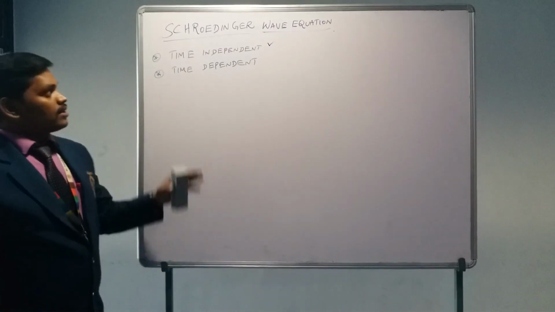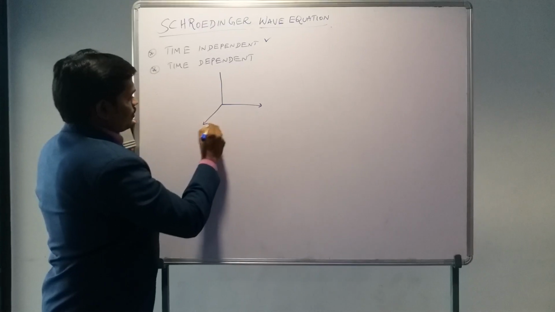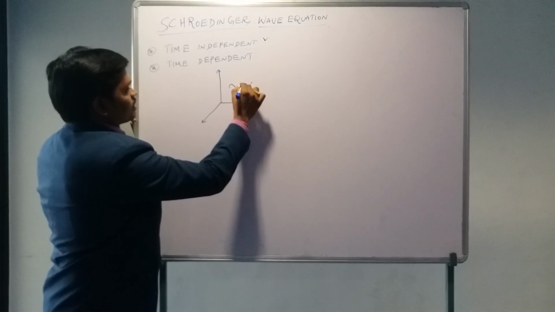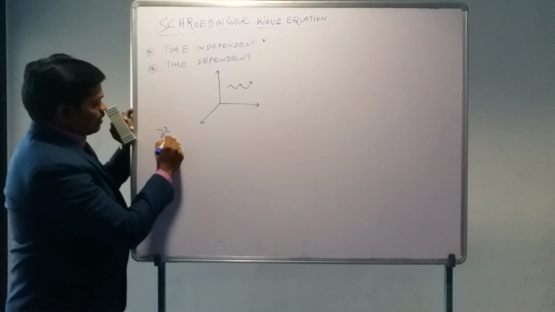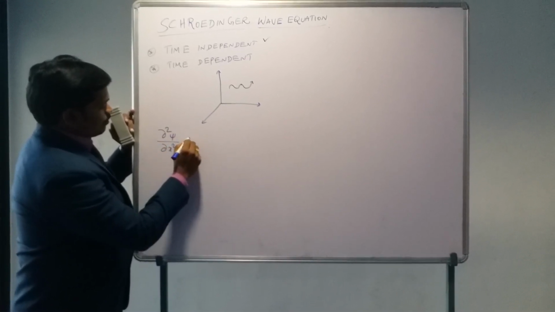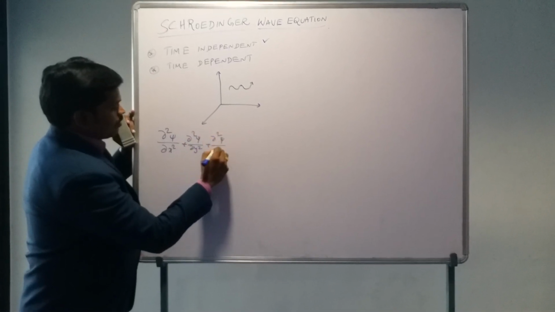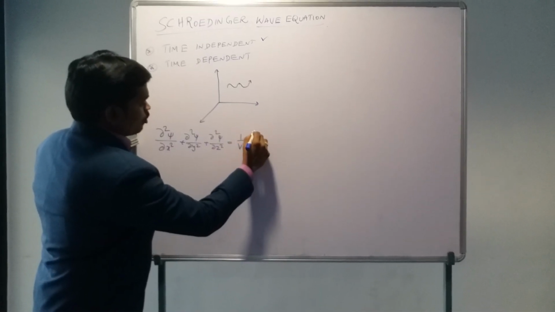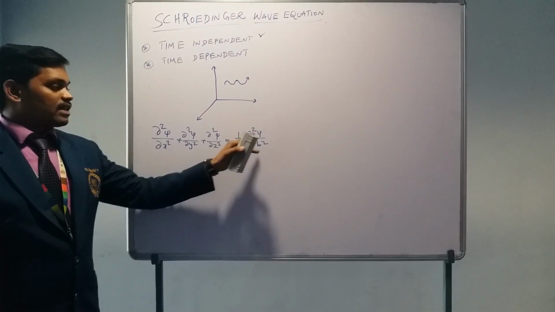For that, Schrodinger assumed a particle which undergoes motion, and during that process it has wave nature. For that, he referred to the classical differential equation: dou square psi by dou x square plus dou square psi by dou y square plus dou square psi by dou z square is equal to 1 by v square into dou square psi by dou t square, where v is the wave velocity and psi is the wave function.